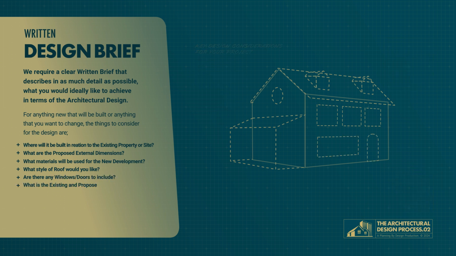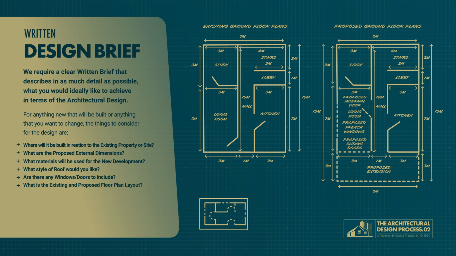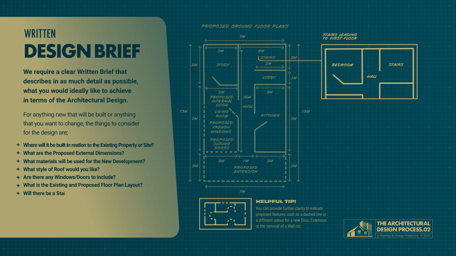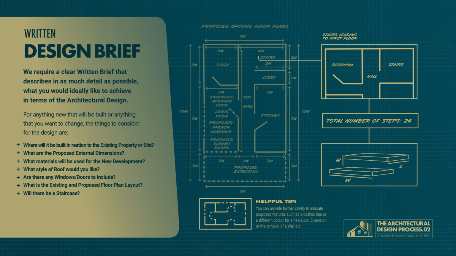What is the existing and proposed floor plan layout? How many rooms are there? What is each room type and the dimensions for each room? Will there be a staircase? If so, where from and to? If existing stairs, how many steps from one floor to next? What is the height, length and width of each step?